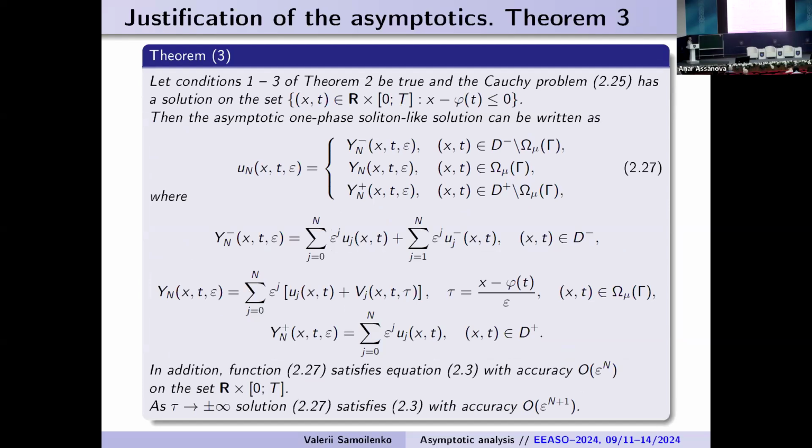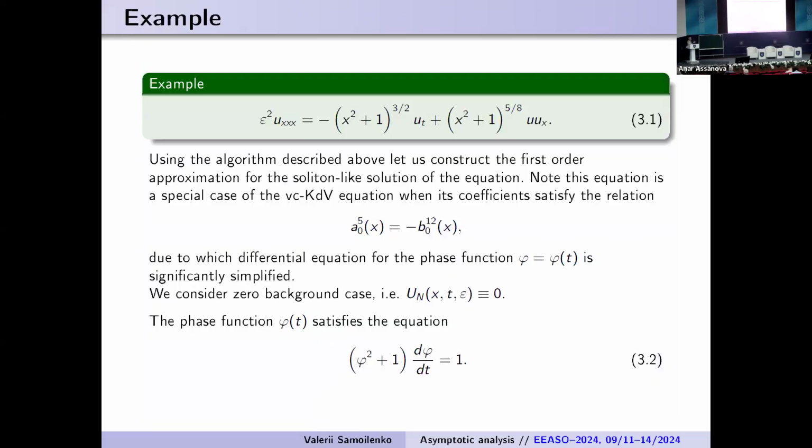So the other kind of statement about asymptotic accuracy is connected with the existence of a solution of the additional Cauchy problem. In this case, we have another form of asymptotic solution, and we have the same type of accuracy.